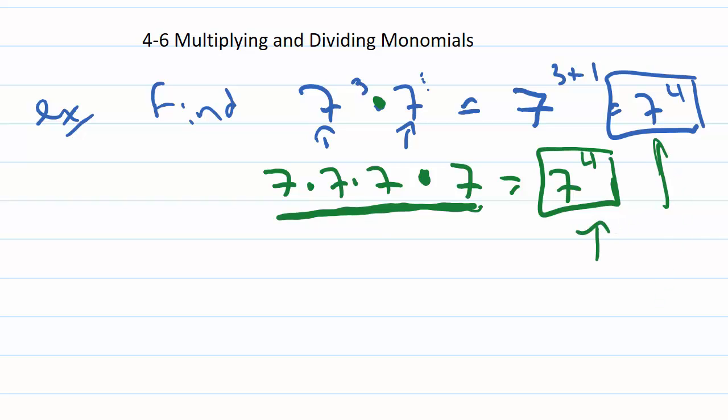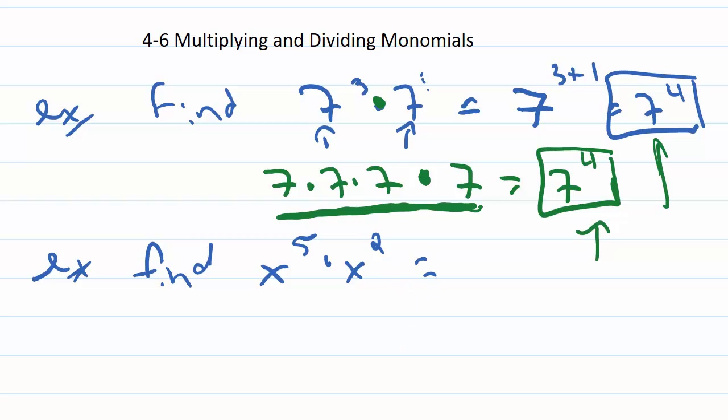Okay, what about a slightly more challenging example? What if we were asked to find, how about, ooh, there's a good one, x to the 5th times x squared. What's x? Well, I don't know.